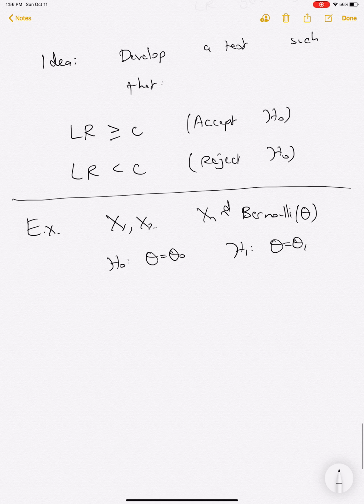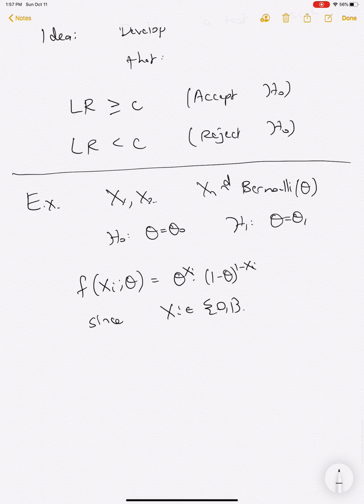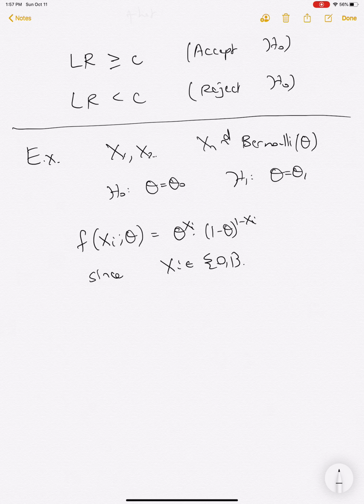Let's look at the next thing we need to calculate the likelihood ratio, which is this f. And remember that we have this very convenient trick that we can express this as theta to the xi times 1 minus theta to the 1 minus xi, since xi is Bernoulli in 0, 1. This is how we can express the PMF for this. So we use this for the maximum likelihood, and we can again use this here to calculate the likelihood ratio.